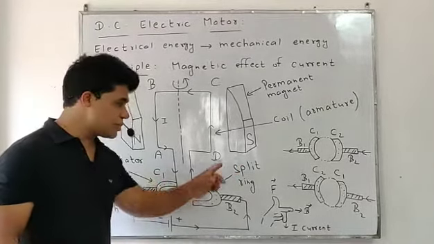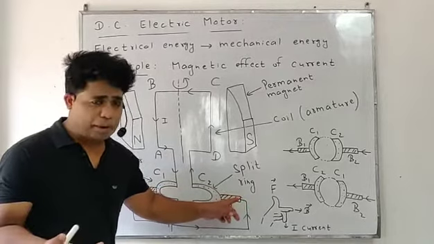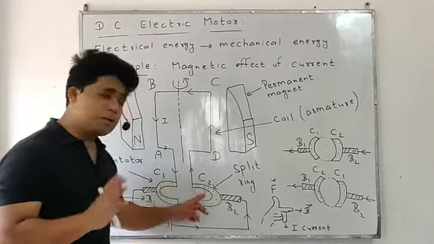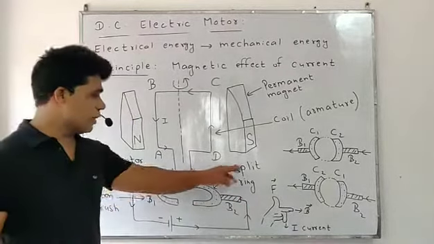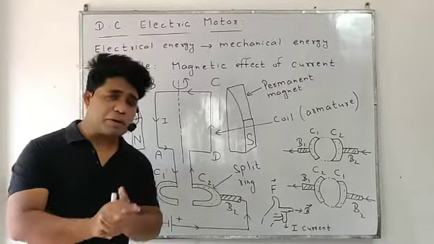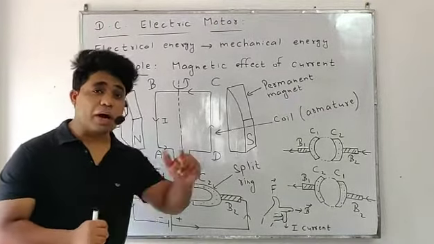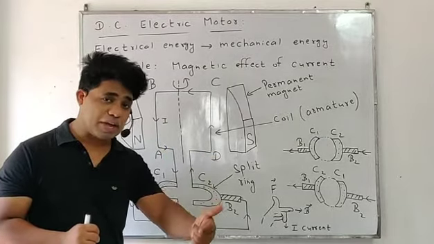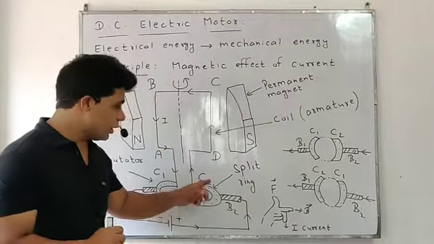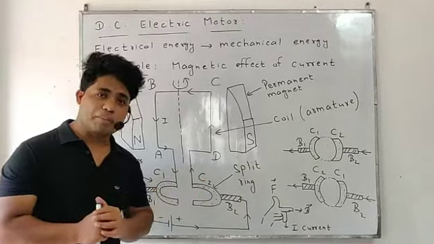What is the function of this split ring? It is made of metal. Two metallic rings are said to be a split ring. The function of the split ring is to change the direction of current after every half cycle. In each half cycle, it changes the direction of current.